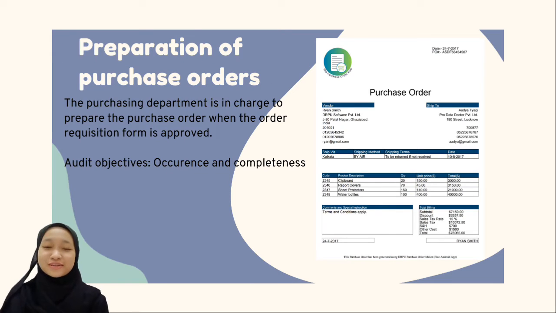The next function after requisition of goods and services is the preparation of purchase orders. The important document in this function for auditors is the purchase order. This will ensure the audit objectives of occurrence and completeness are achieved.